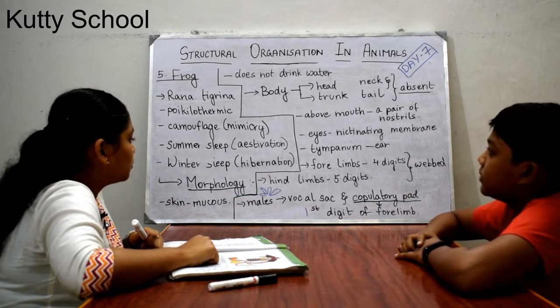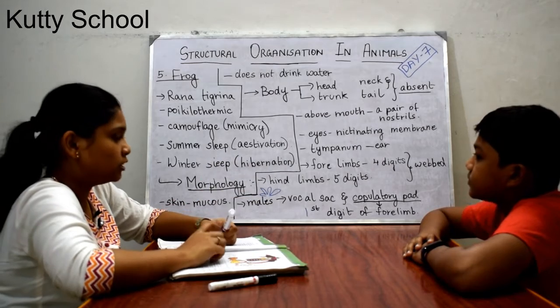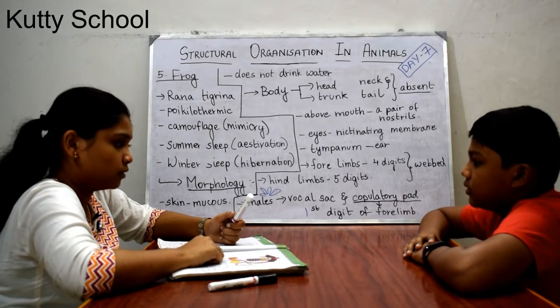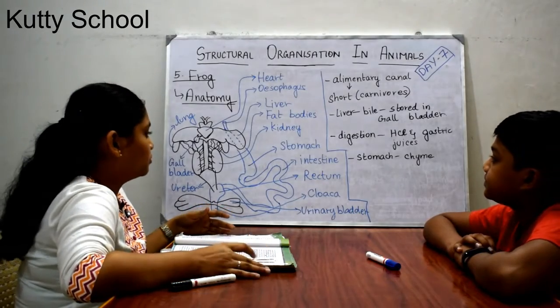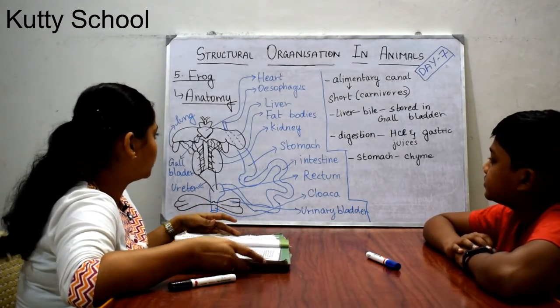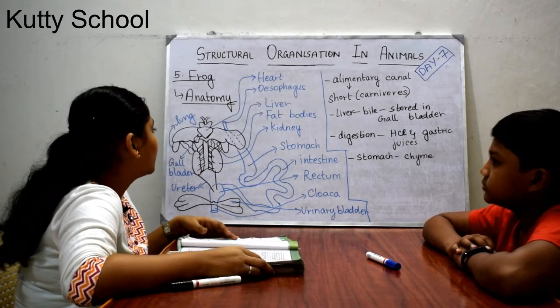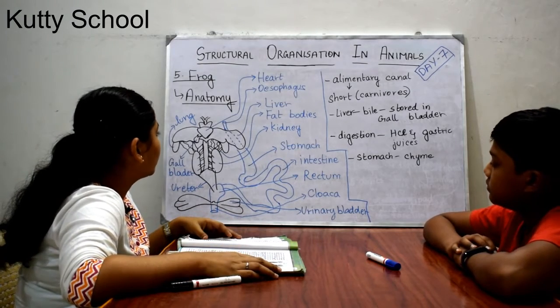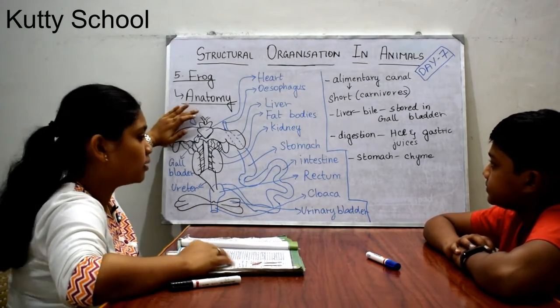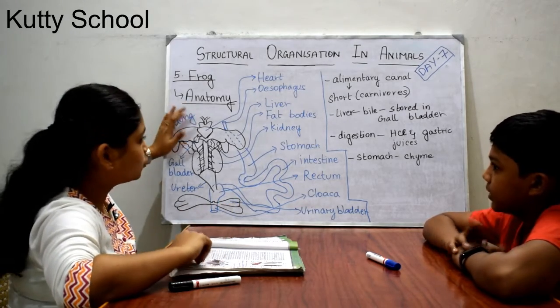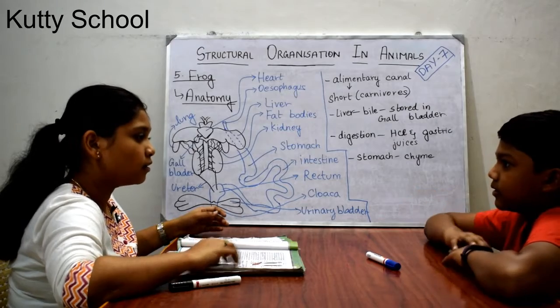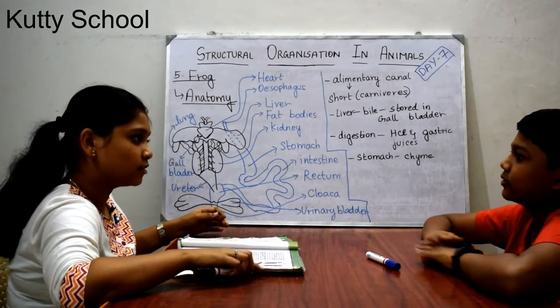So we'll study some more morphological characters of frog. We're going to see the digestive system, the alimentary canal, and how it is in frogs. Here the food is captured by the bilobed tongue. The tongue is bilobed, divided into two at the tip.